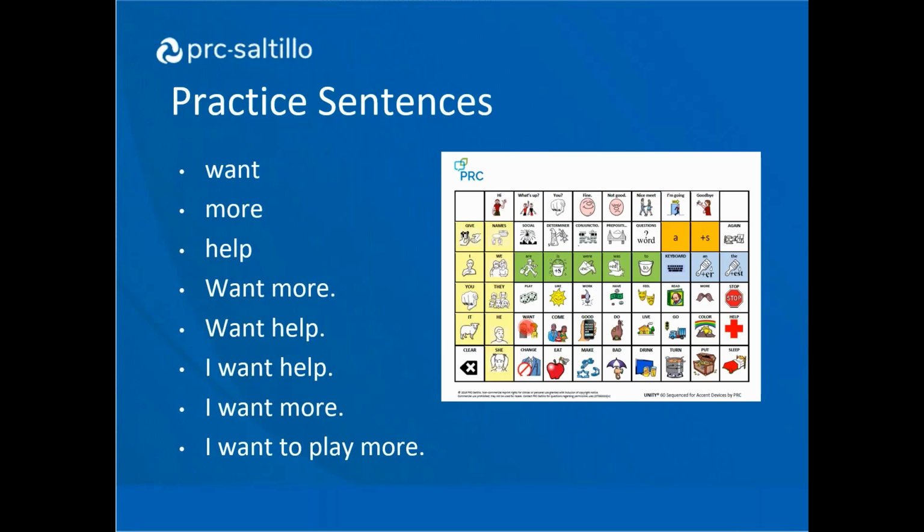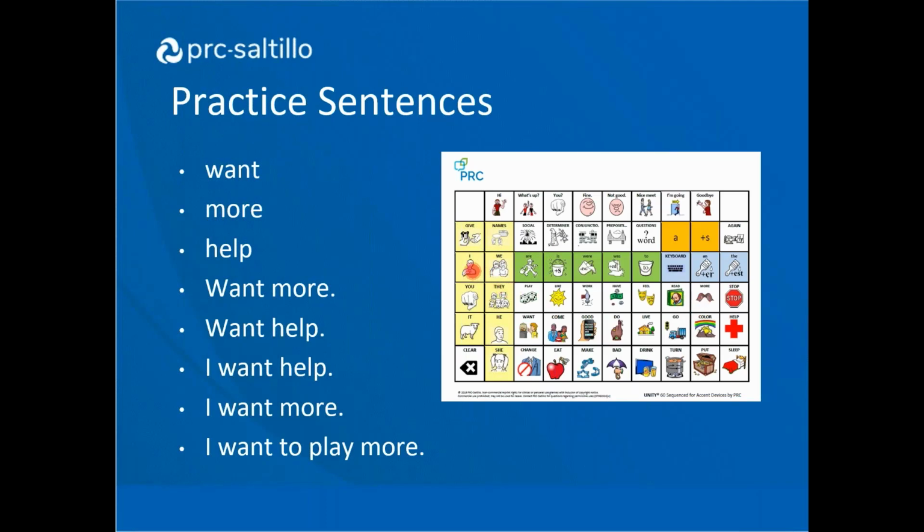And more over on the right-hand side there by stop. And help just down one row and to the right. And we could use this at that single word level for some of those high frequency words. We could also start to put words into short little phrases. So want more or want help. And we could add those pronouns for some sentences. I want help. I want more.